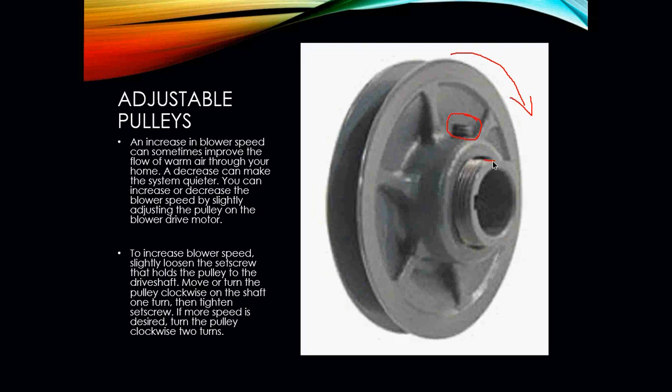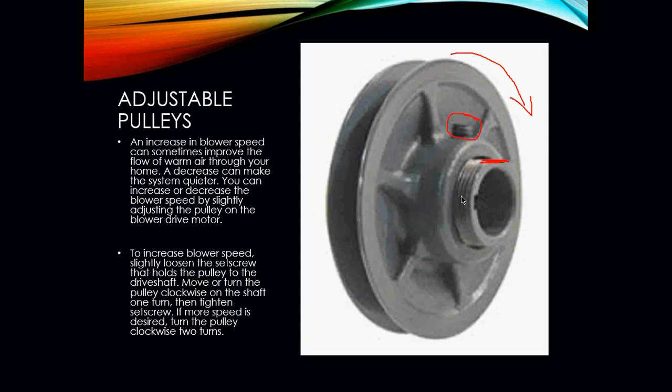But if you look right here, we have a flat spot. On adjustable pulleys, there's going to be a flat spot on this adjustable hub. The reason is that the set screw needs to sit right on that flat spot. If we were to adjust this and hit the set screw right on the threads, we are going to damage this pulley. So anytime you are adjusting a pulley, make sure that set screw is aligned with the flat spot of the hub.